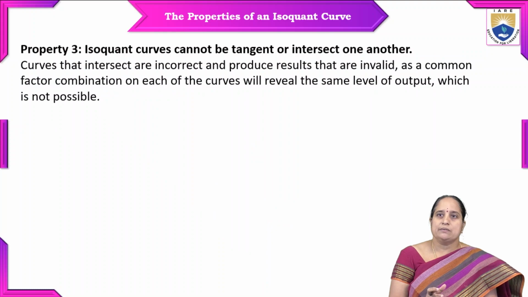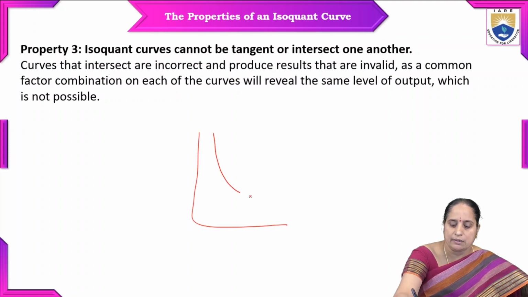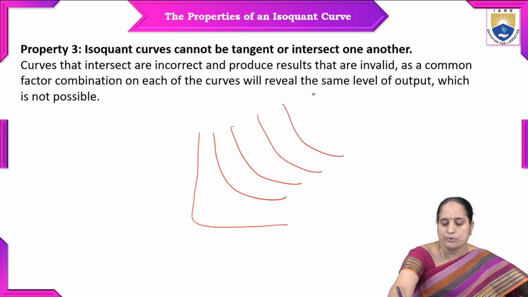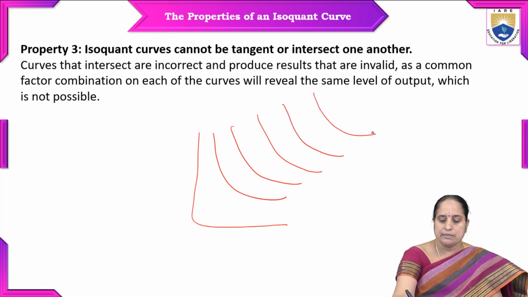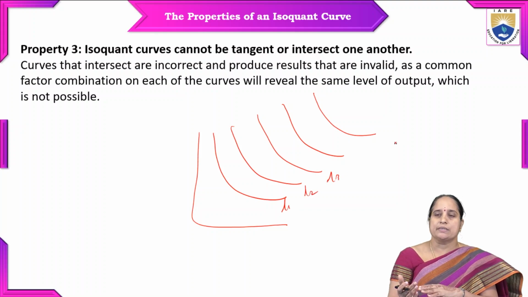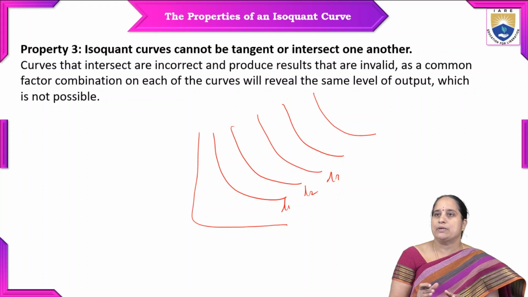The third property is that isoquant curves cannot be tangent or intersect one another. So in the previous case, we have seen a graph with different levels of production. So whatever the proportionate change in terms of various levels, L1, L2, L3 and so on, they never intersect and touch each other. Curves that intersect are incorrect and produce invalid results, as a common factor combination on each of these curves would reveal the same level of output, which is not possible.